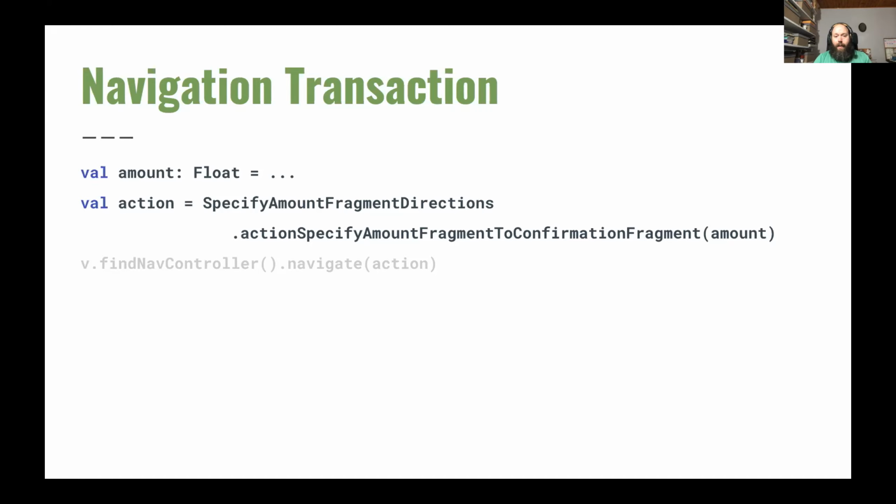Basically, it's the name of the fragment followed by Directions. In this class, for each destination you have created in the graph, you can find the relative action, and you will find the parameters that you can use.